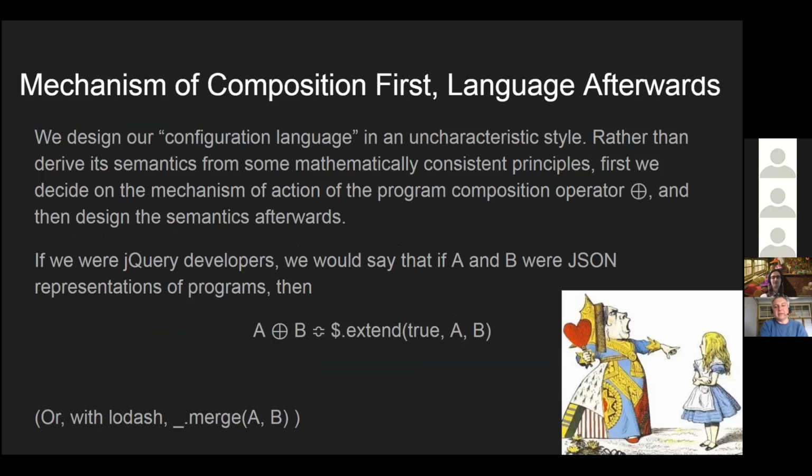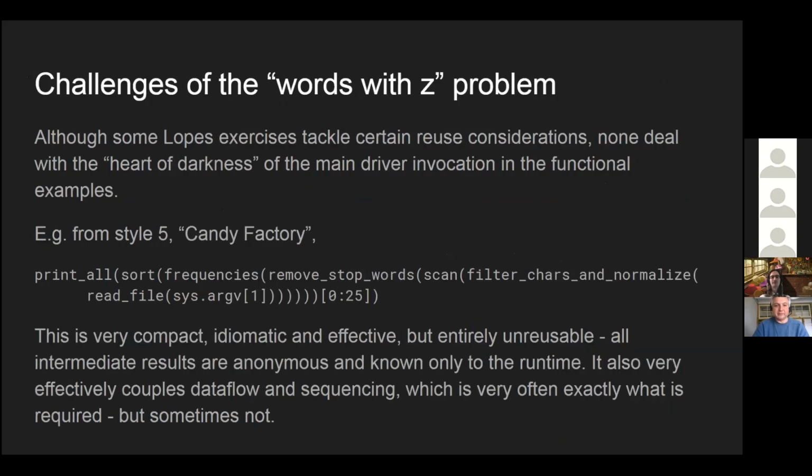So we will design our configuration system in a way which might appear somewhat retrograde. Rather than designing the semantics of our system first, we will design the mechanism of composition first, and then design the semantics afterwards. So our configuration language is designed to be composable by simply the superposition of the hierarchical structures which designate the design. So if these were JSON representations of programs, you would compose the two programs by simply superimposing them by the deep extend operator that's familiar to many users of, for example, JavaScript frameworks.